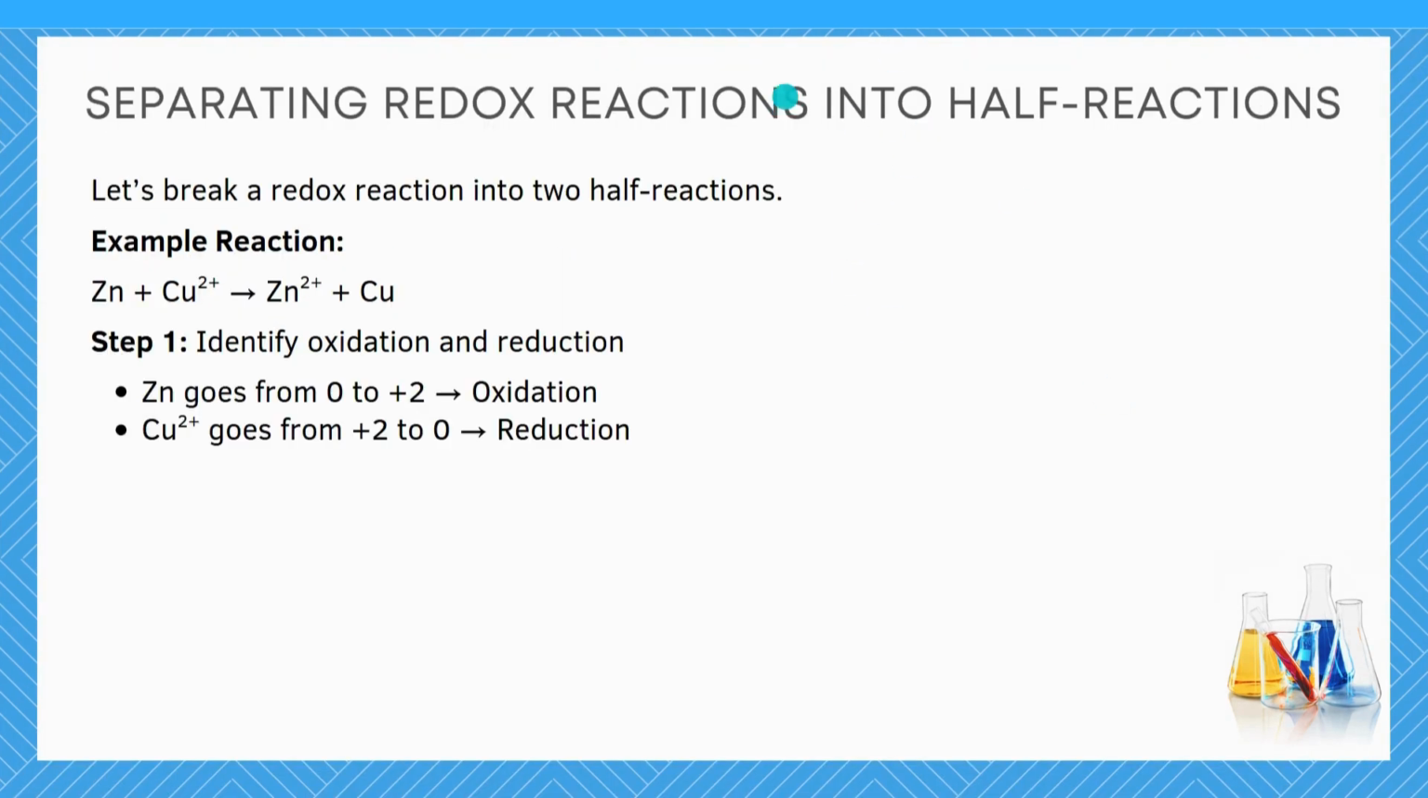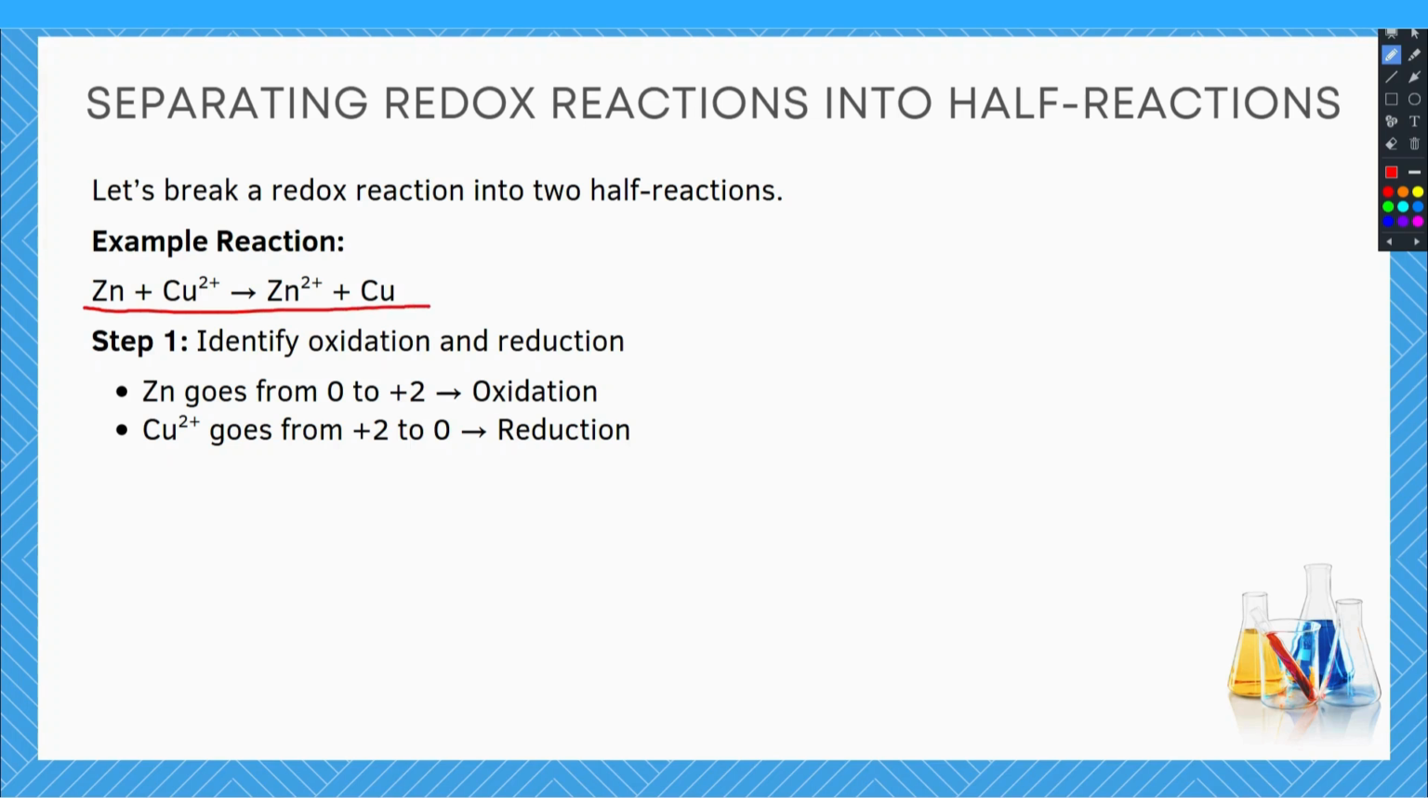So now let's get into the concept of knowing how to write half reactions. If you want to know how to write half reactions, you have to know how to separate an entire redox reaction into the two main halves. So now let's do this example. Let's break a redox reaction into two half reactions. Now we have an example here of zinc, right? Zinc reacting with copper, and then see the steps that we are going to take.